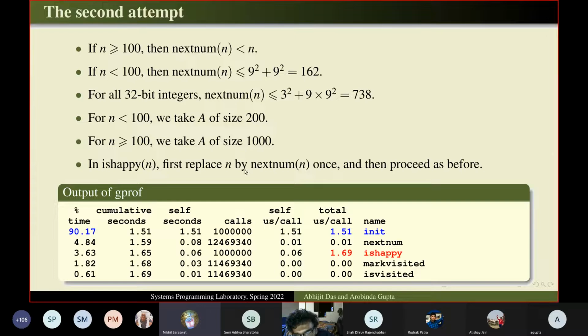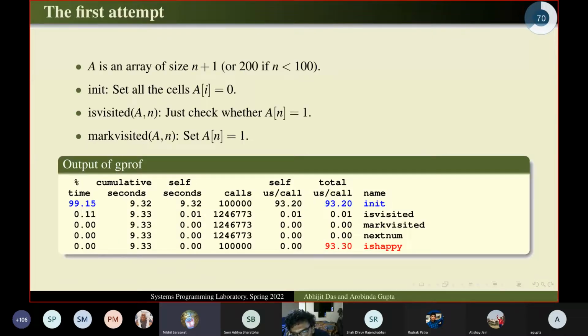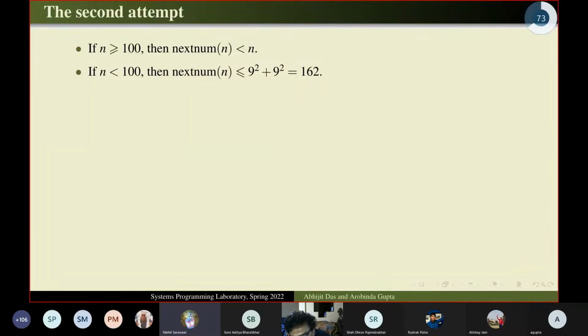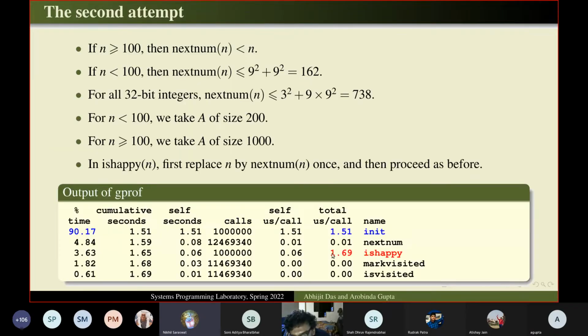And then if I do this profiling, first of all, I see that what was the earlier time? Something like 100 microseconds, right? You remember? Total time is 193 microseconds. And with this new implementation, ishappy is now taking less than 2 microseconds per call. So it's something like a 50-60 fold improvement.